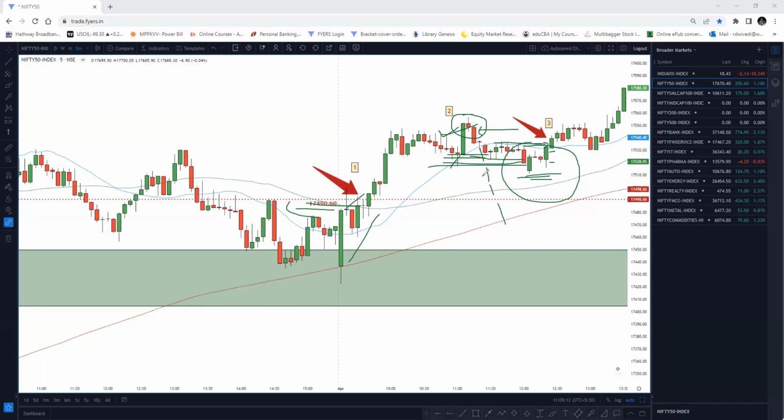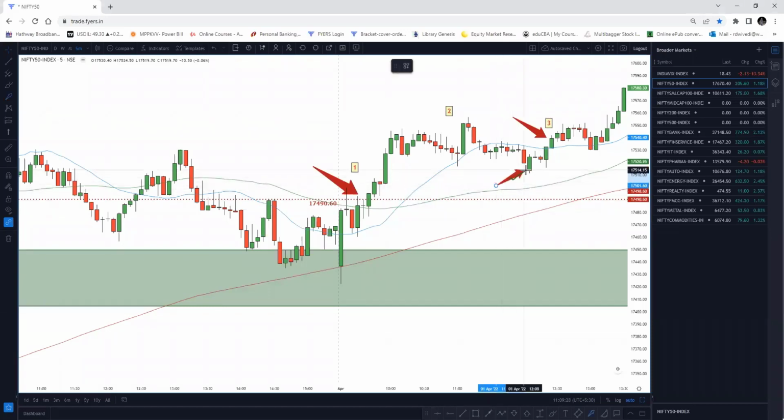This means that buyers are here, which are ready to buy the market when the prices come down. Most importantly, if you look at this bar here, let me just mark it for you, because this is an important bar to show you all.